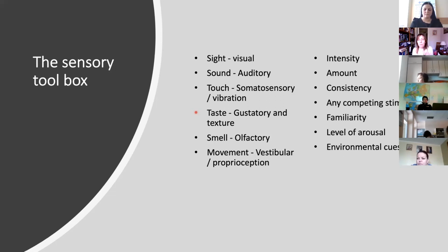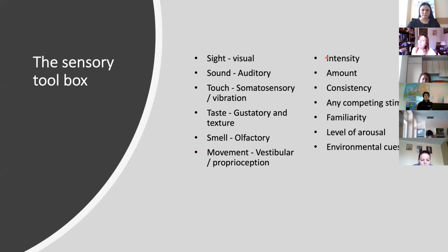So for example, citrus fruits tend to be stimulating. Anything that involves sucking, gives you that deep pressure in the mouth, will actually calm you down. Smell, again, citrusy kind of smells will be stimulating. Flowery kind of smells are relaxing. Movement, both vestibular and proprioceptive, and we'll talk about some of these a little later.